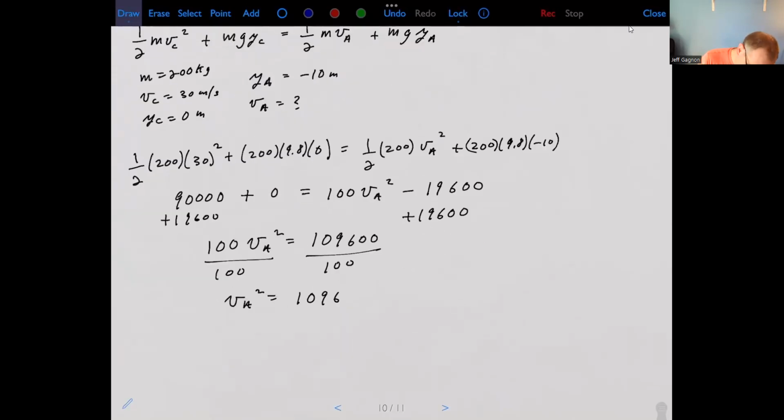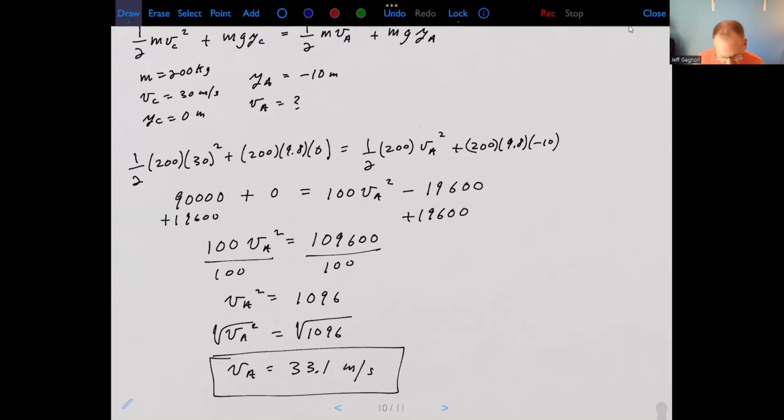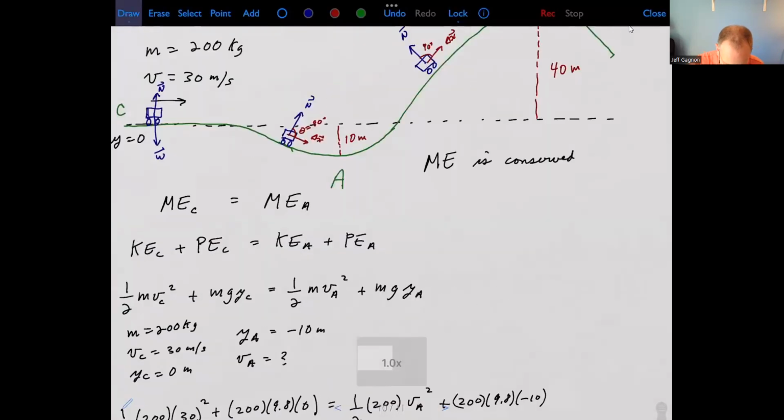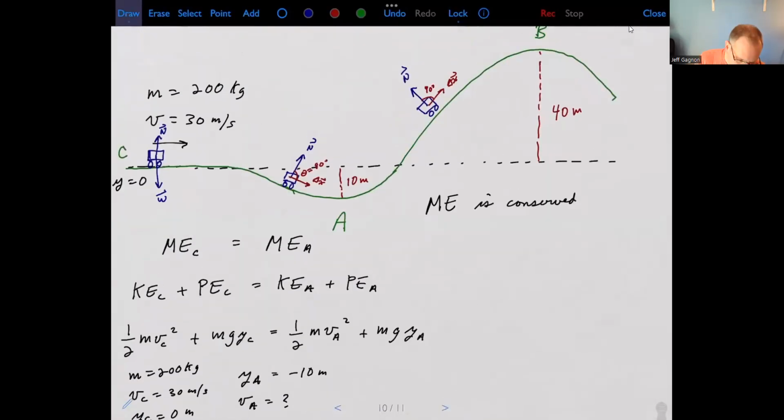And then finally, to get VA, I need to take the square root of both sides, and I want the positive root. So VA here is going to be 33.1. If you take the square root of 1096, it's 33.1 meters per second. That's the velocity or the speed at position A, because remember, speed is just the magnitude of the velocity. Which makes sense, right? It's moving at 30, it's going down a hill, you would expect it to speed up, and at A it'll be slightly faster, like 33.1 meters per second.